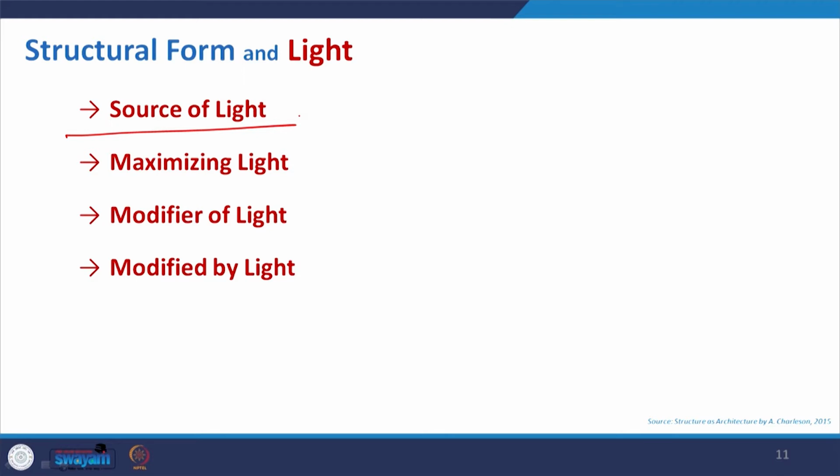Then the modifier of the light. Sometimes we may use some structural form or structural material which will modify the light. Modify the light in the sense that it may be due to the reflectance of the light, or maybe it is due to some filtration. So, whatever the light form, that will be a little bit filtered through that structural system and create some different ambience.